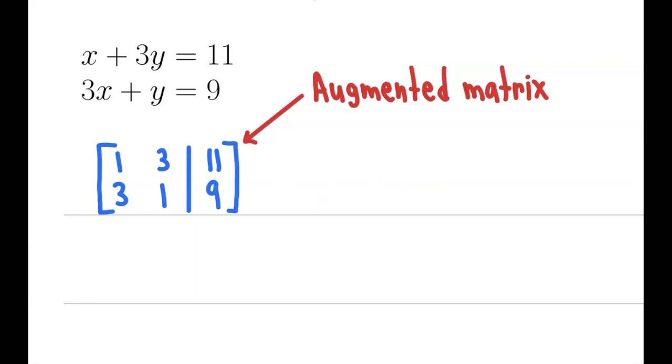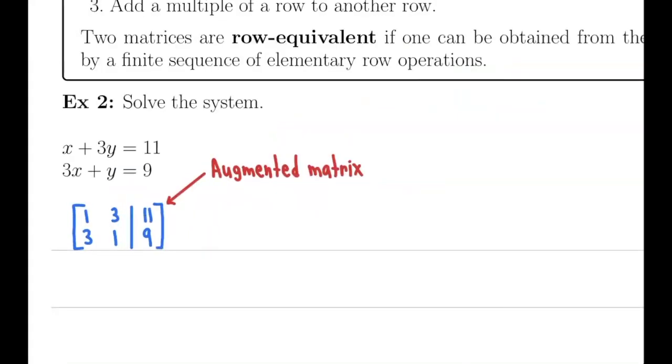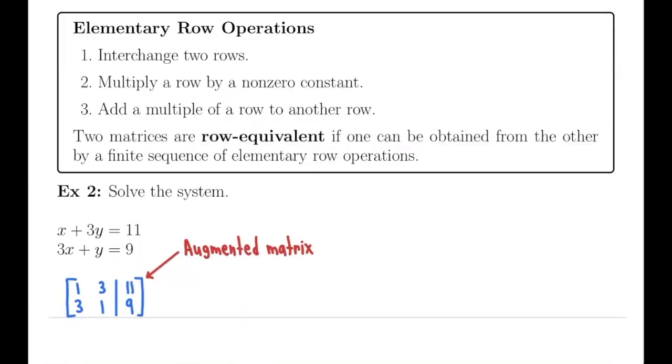Now that we have the augmented matrix, to solve this system, let's use elementary row operations to write this matrix as a row equivalent matrix in reduced row echelon form. So let's talk about what the elementary row operations are. There's three of them. You can interchange two rows. You can swap two rows. It doesn't matter what order you wrote the equations in, so why should it matter what order you put the rows in, right?